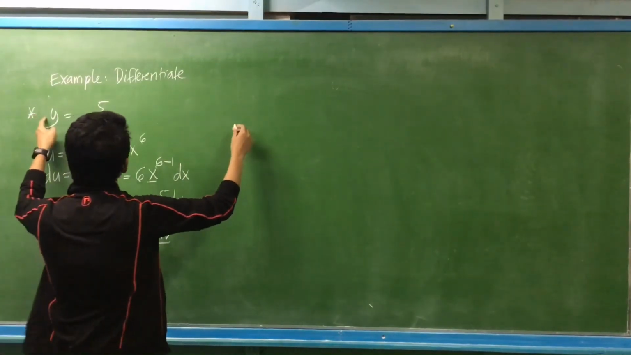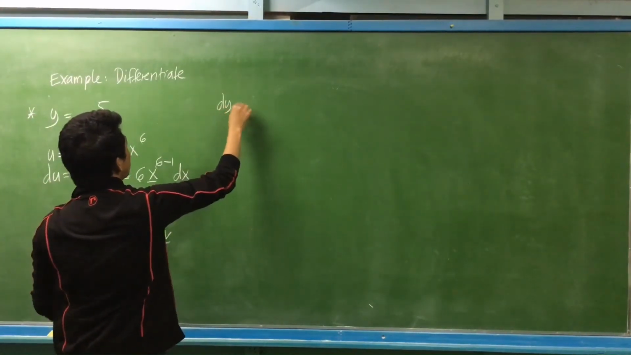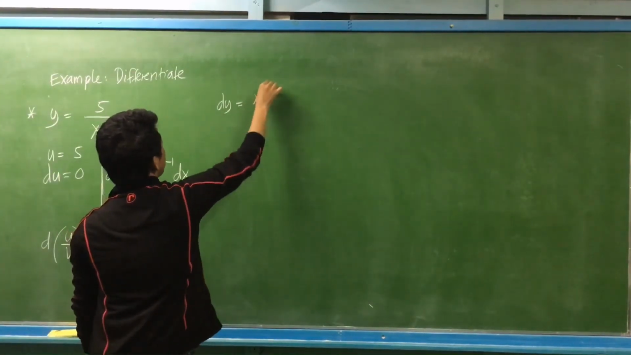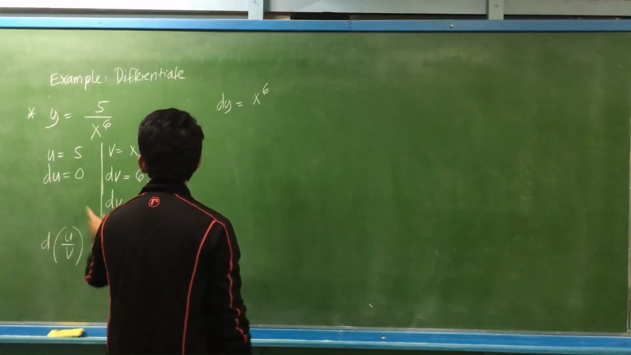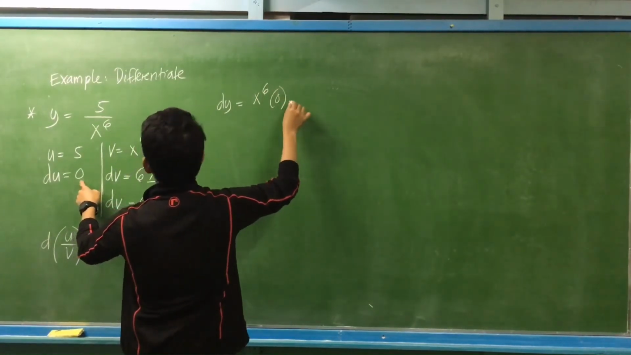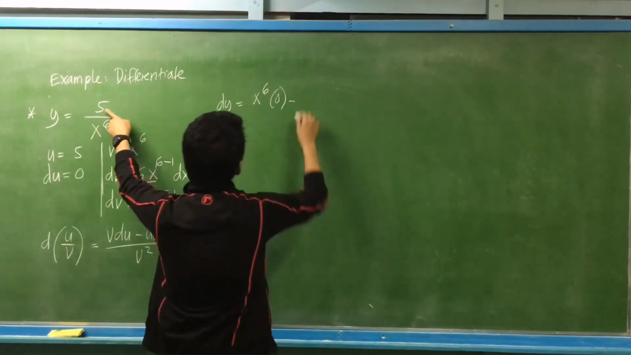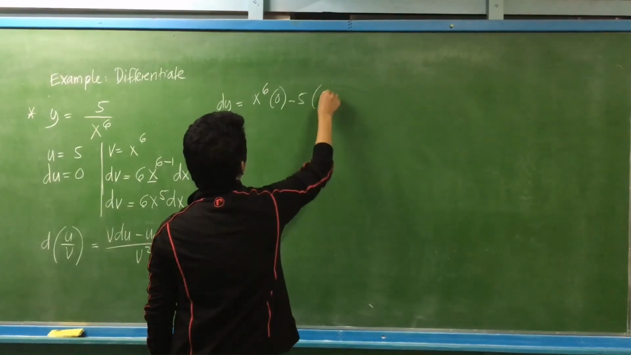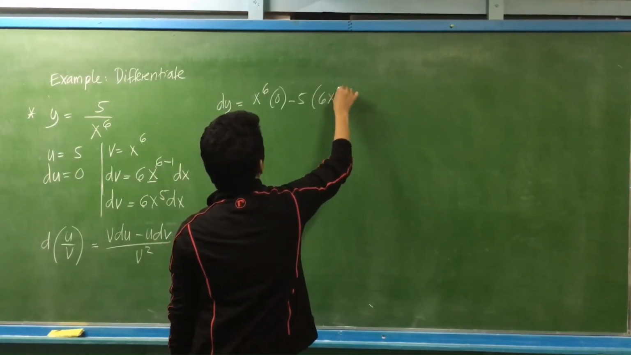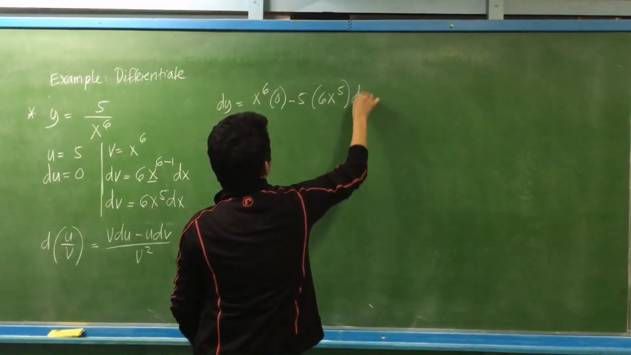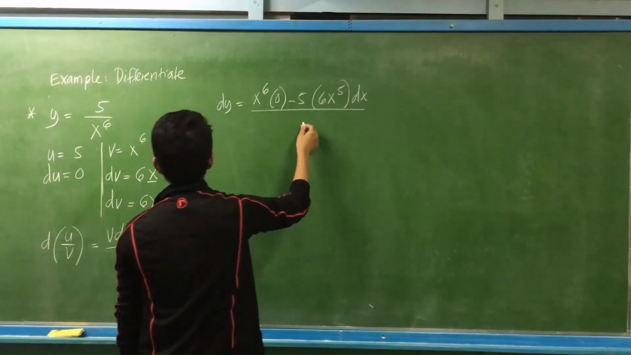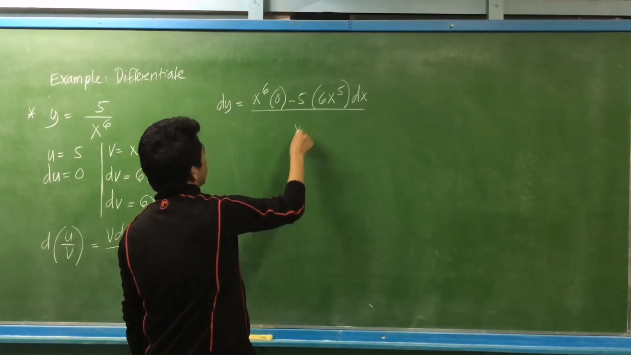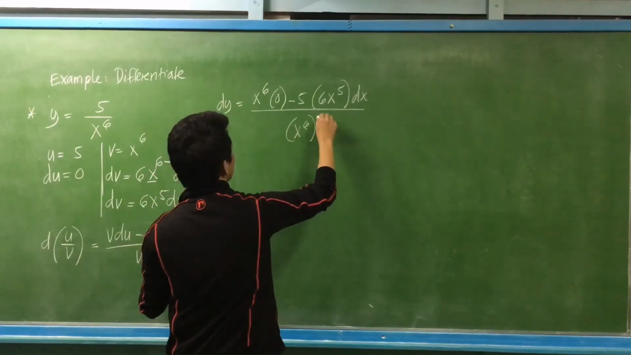So we have dy is equal to v, that is your numerator, x raised to 6, times du, that is 0, minus your numerator, which is 5, times the derivative of your denominator, that is 6x raised to 5 dx. Then this is divided by your denominator, x raised to 6 quantity squared.